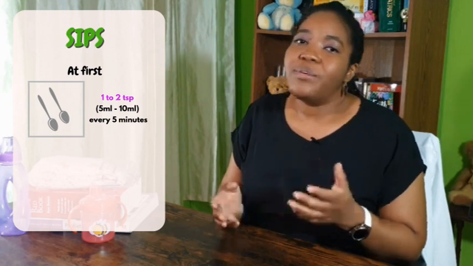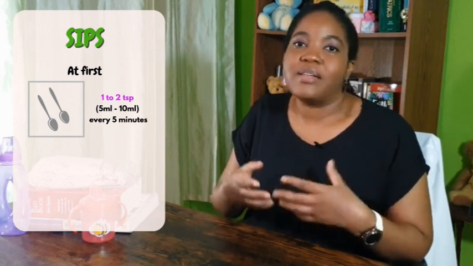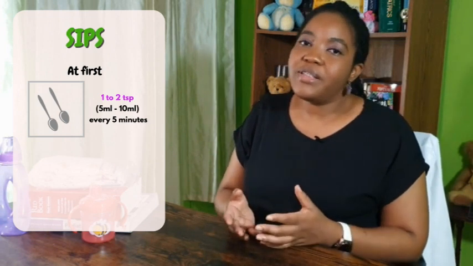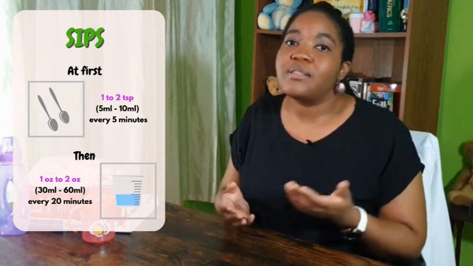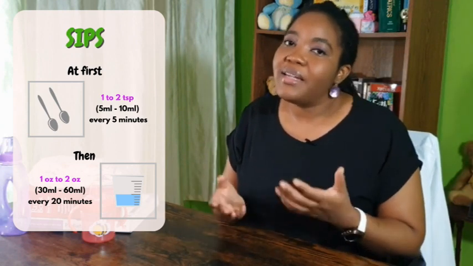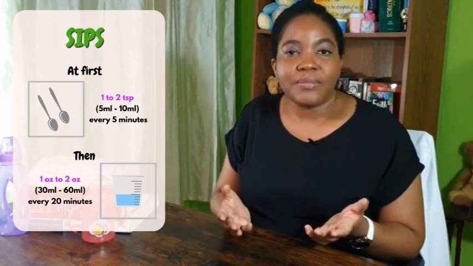frequently. Now, if your child is not having excessive vomiting with that amount and they're tolerating that very well, you can try to give them a larger volume. So 1 ounce to 2 ounces, that's 30 mils to 60 mils. And you can give them that volume every 20 minutes and see if they keep that down.